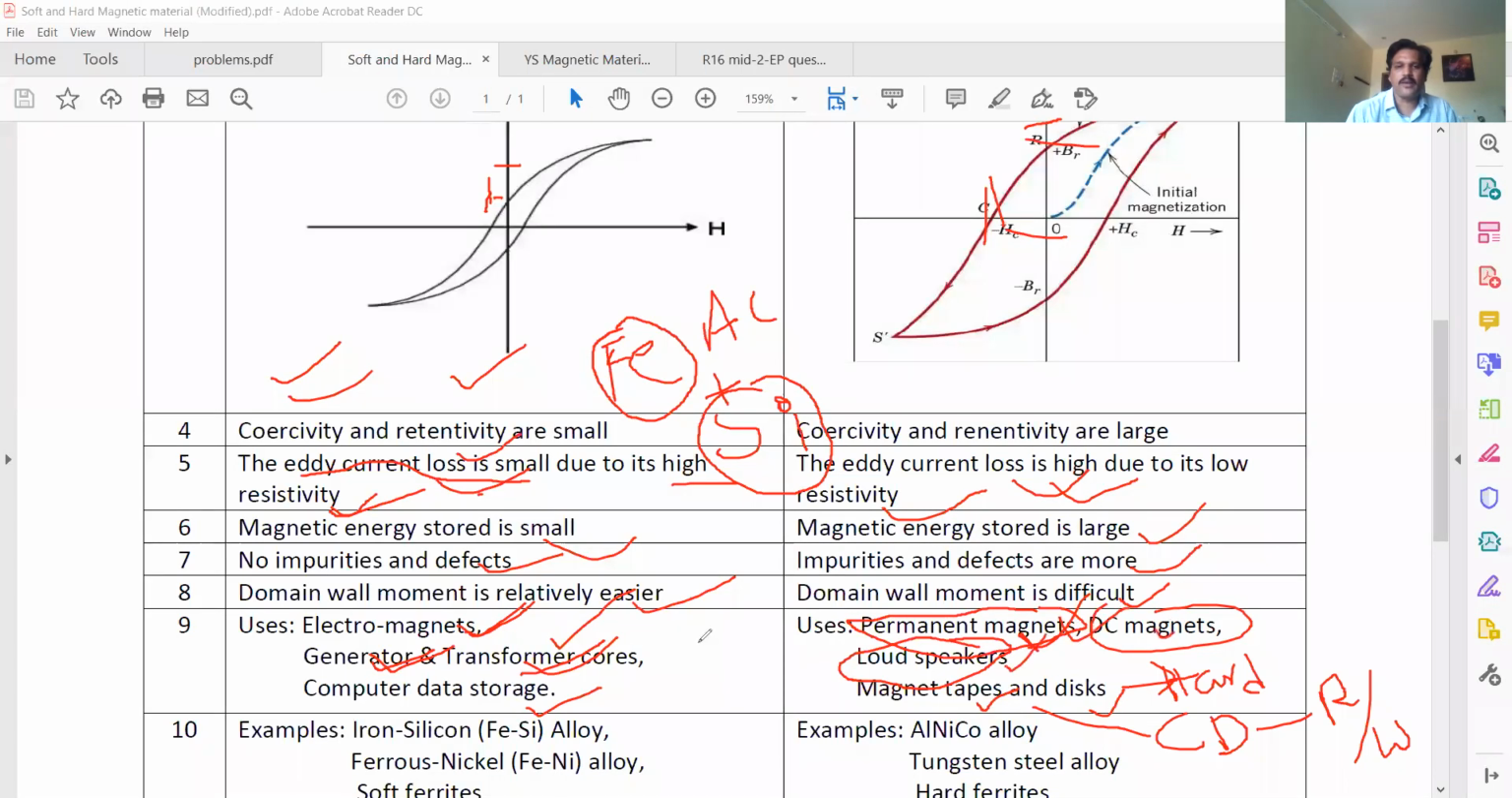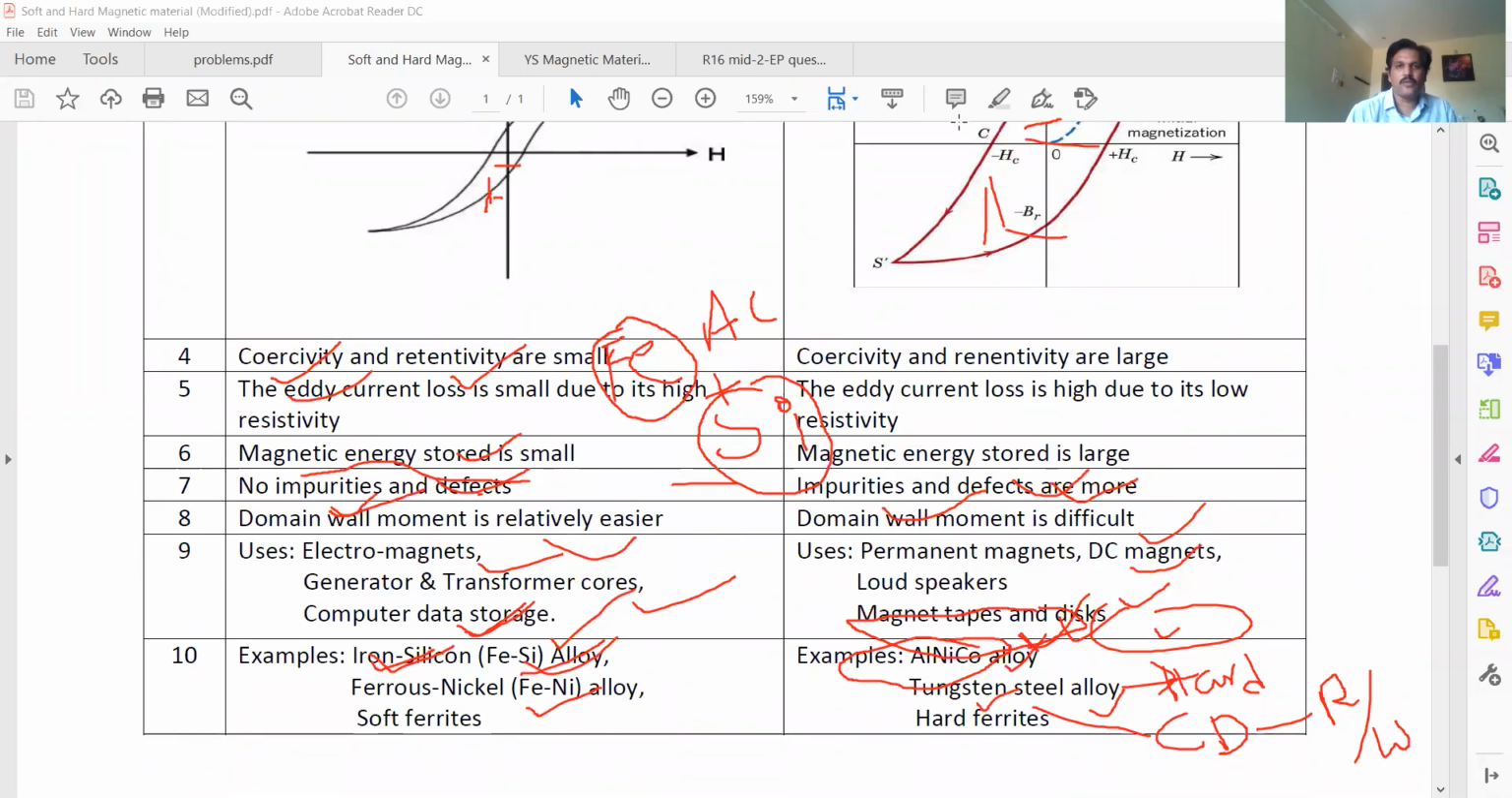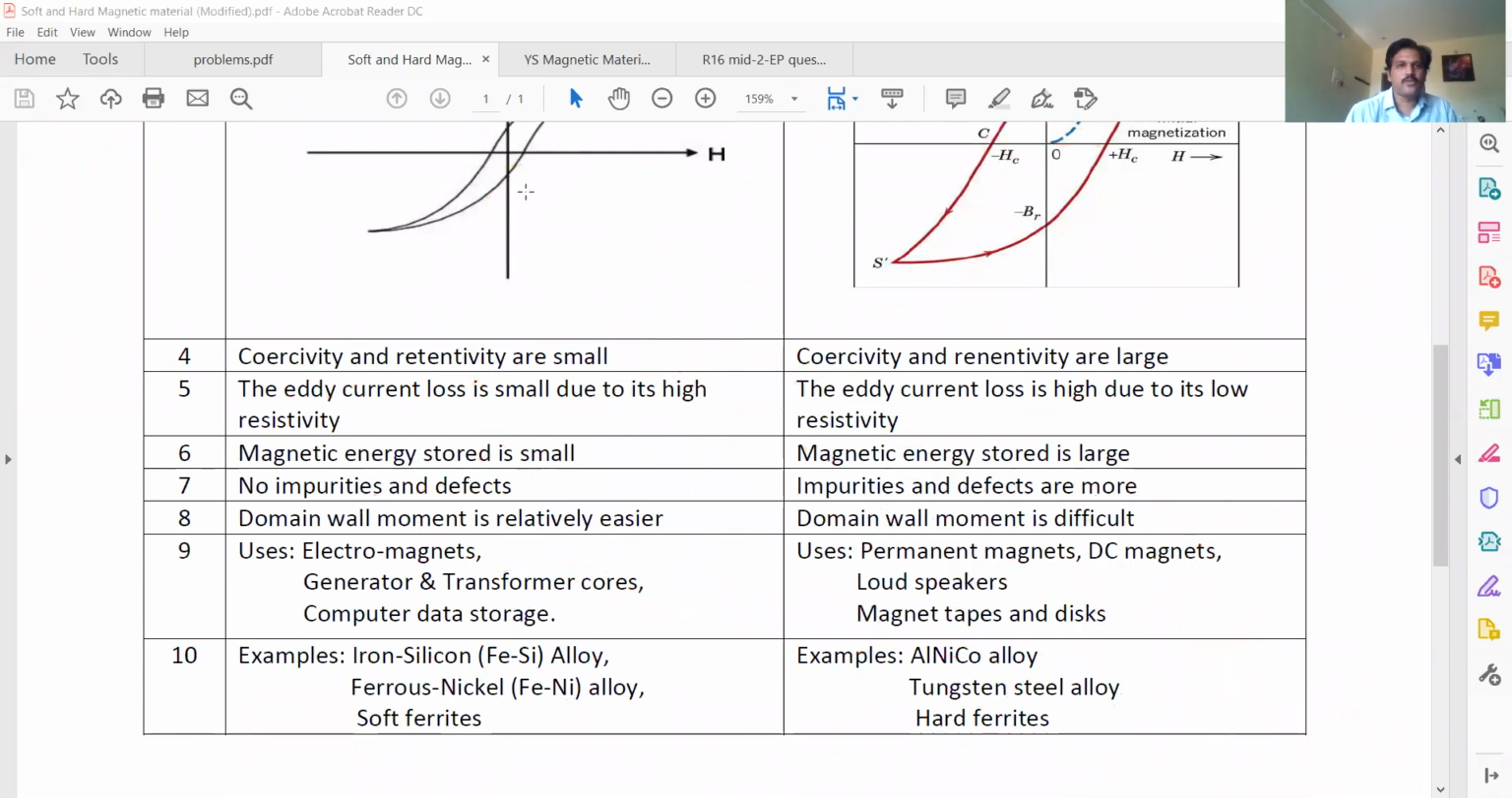Loudspeakers, permanent DC magnets: we use these hard magnetic materials. So what materials are we using? An example is iron, silicon. We don't use pure iron. We add silicon. If we add silicon, then the resistivity increases and eddy current losses reduce.